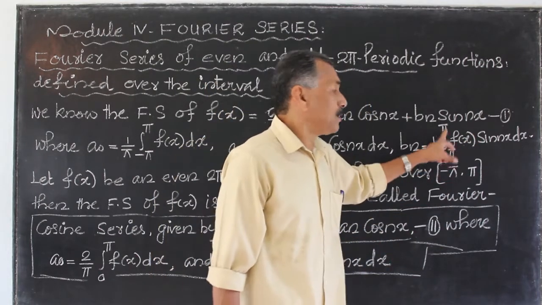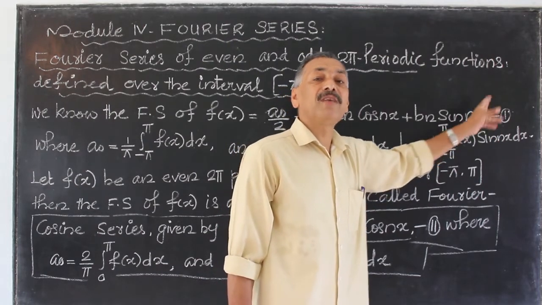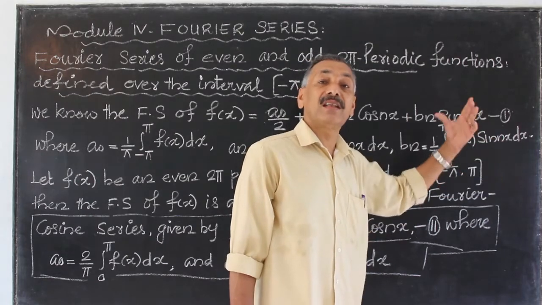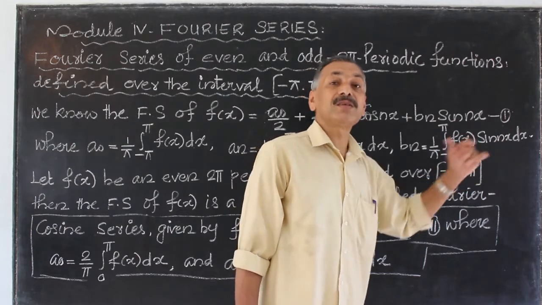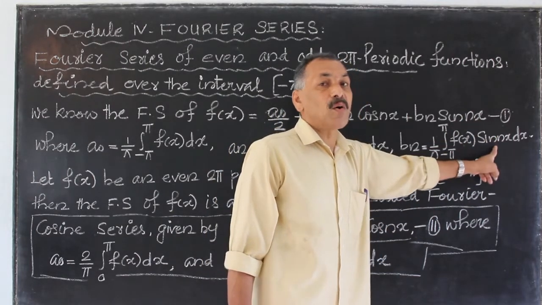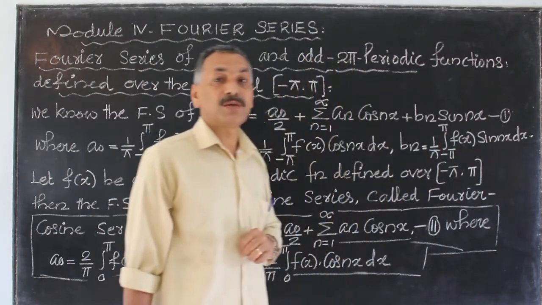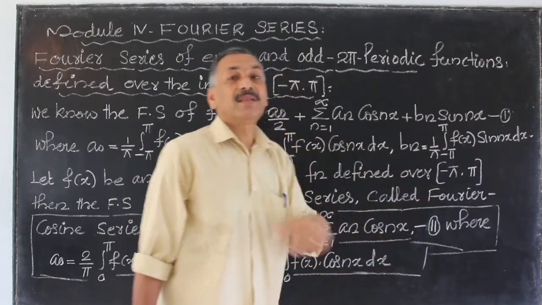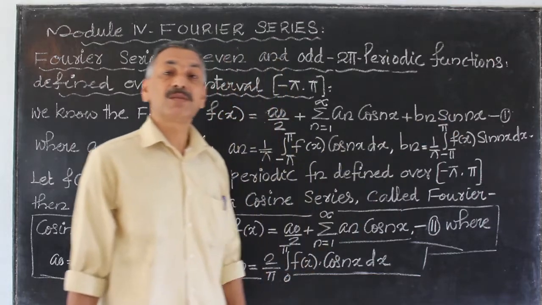And minus pi to 0, 0 to pi. From 0 to pi the area, f(x) is positive. From minus pi to 0 the area, f(x) is negative, minus of f(x). And that is 0. Then f(x) is even, cos nx is even, sin nx is odd, therefore this product is odd. Therefore bn is equal to 0. Then bn sin nx is 0.